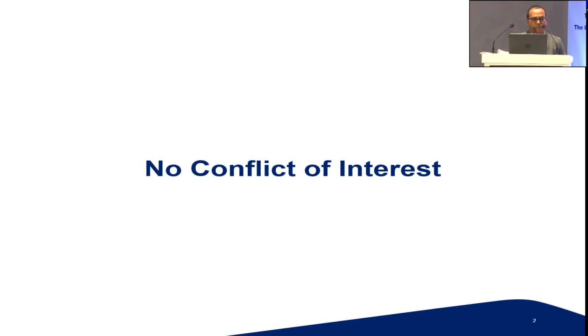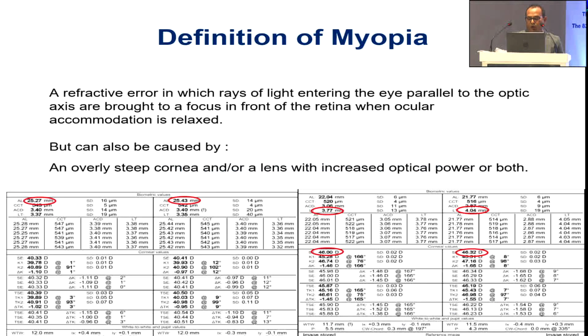I don't have any conflict of interest. We all know myopia happens when the eyeball is too long, or it can be caused by an overly stiff cornea or increased optical power of the lens. In the first biometry we can see it is solely because of axial elongation, but in the second biometry we can see the lens and the corneal curvature are the contributors to the myopia.